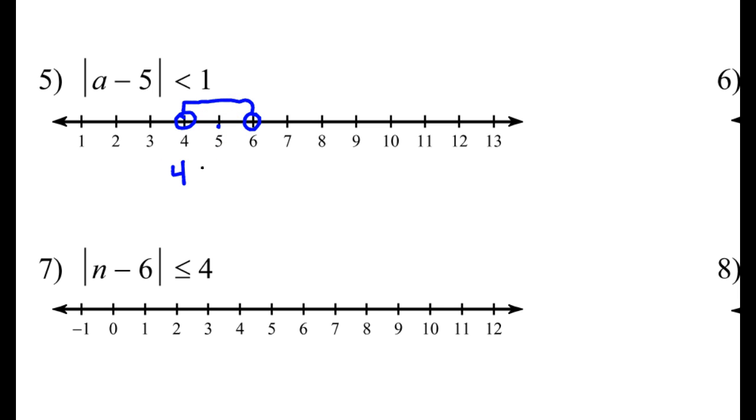That's 4 less than the right variable, less than 6. So this will always match these.